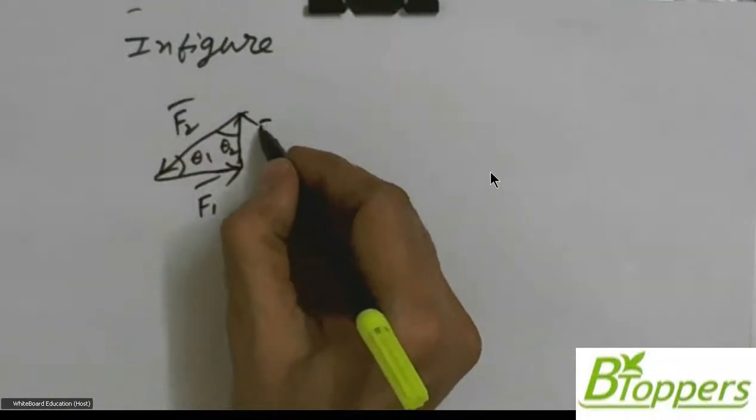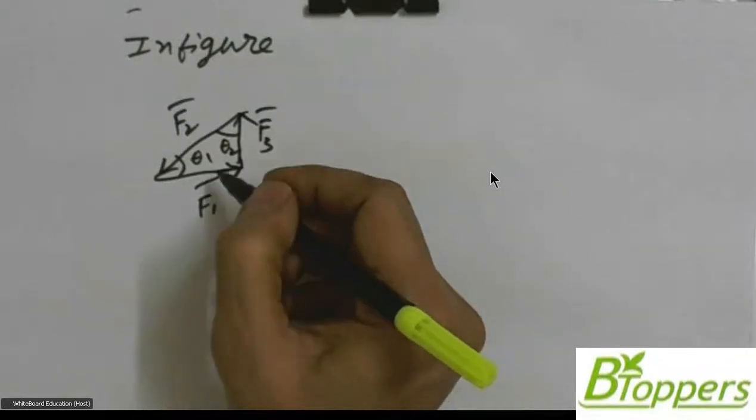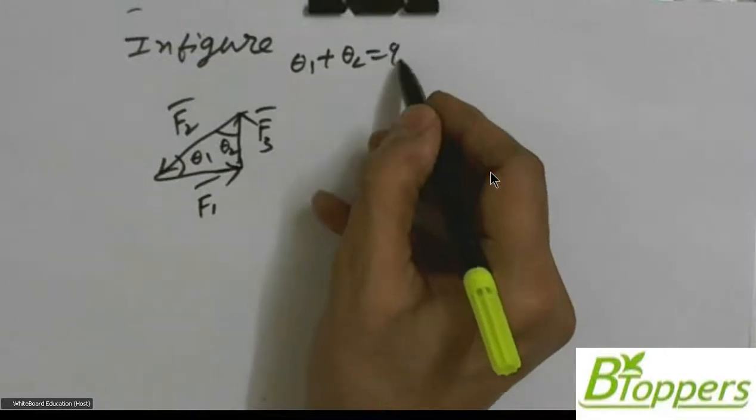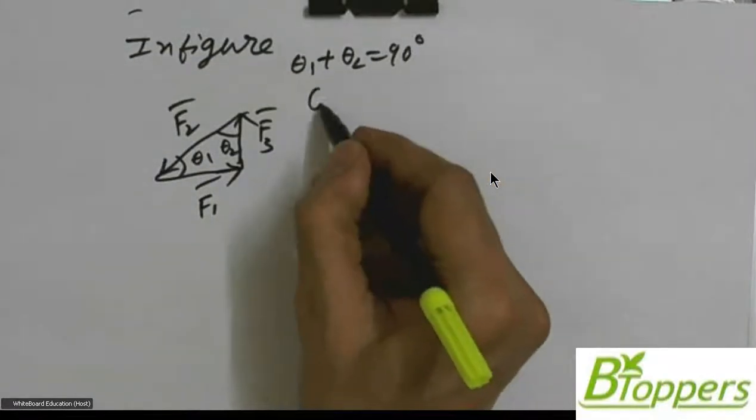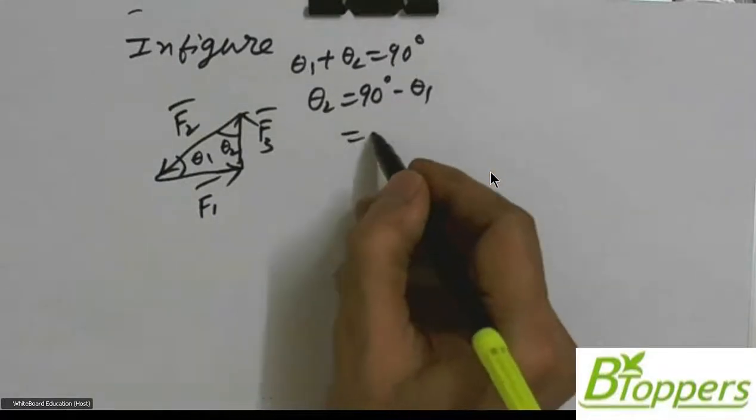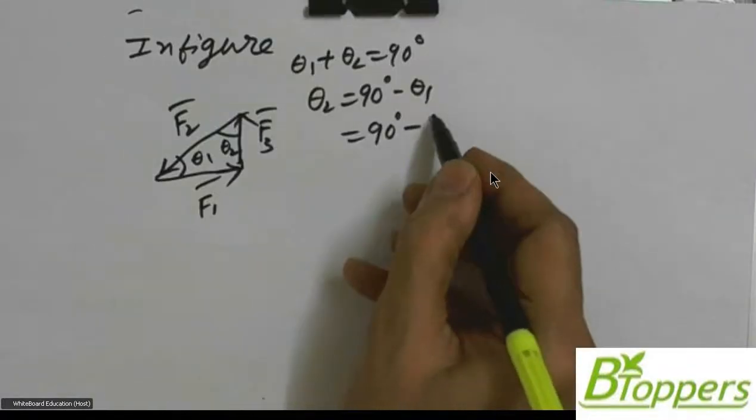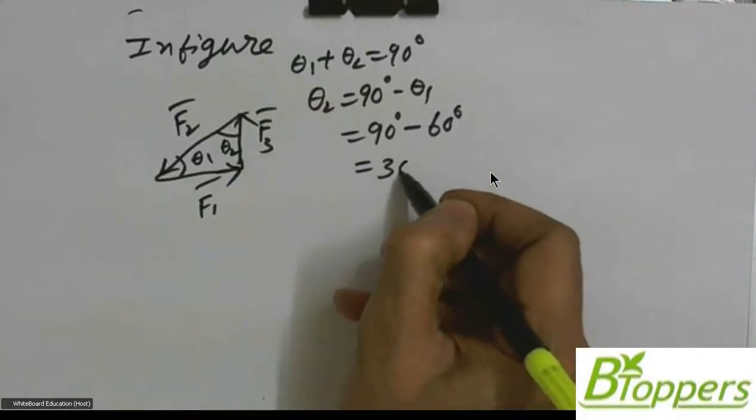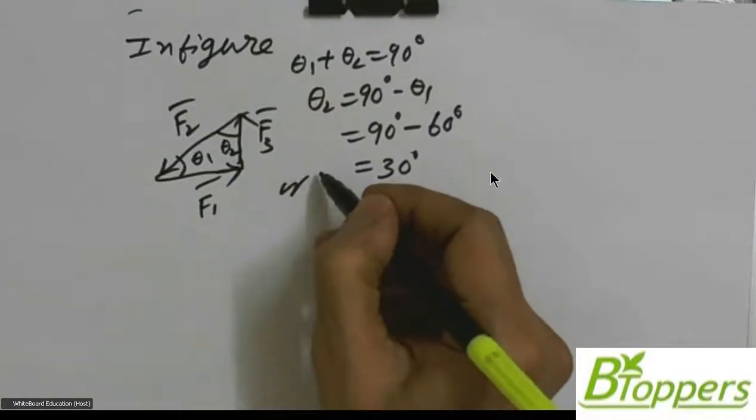This is F2 bar and this is F3 bar. So theta 1 plus theta 2 will be 90 degrees. So theta 2 equal to 90 degrees minus theta 1. We got theta 1 as 60 degrees. So theta 2 will be 30 degrees.